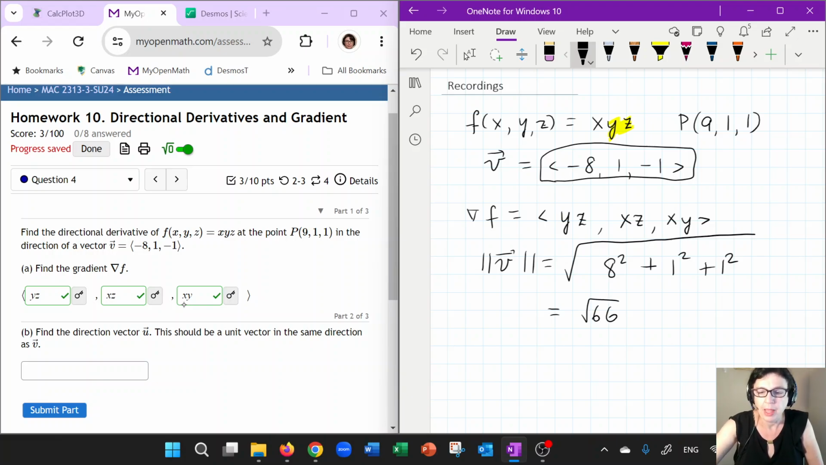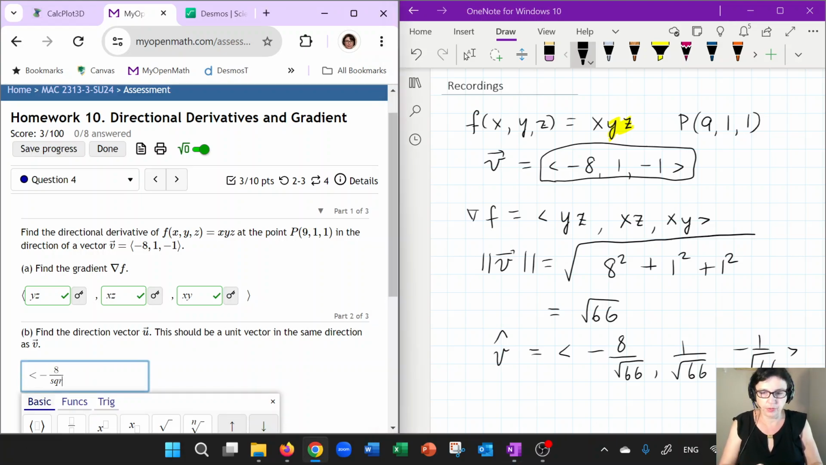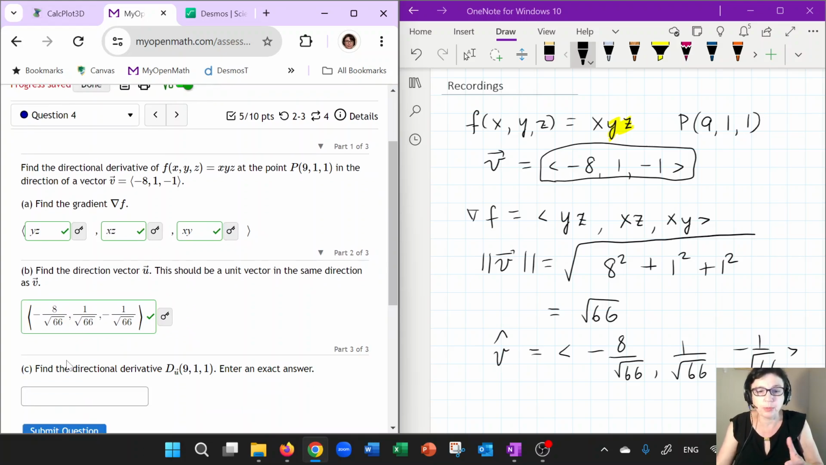So that's your magnitude. And then to find a vector in the same direction as v, I will call it v hat, you're just going to divide the components of v by the magnitude. So this is what you get: -8 over square root of 66, 1 over square root of 66, and -1 over square root of 66. If you don't insist that the vector has a unit length, then you can always multiply by any number and you will get a vector in the same direction. So then the directional derivative will be meaningless, because it could be any number.